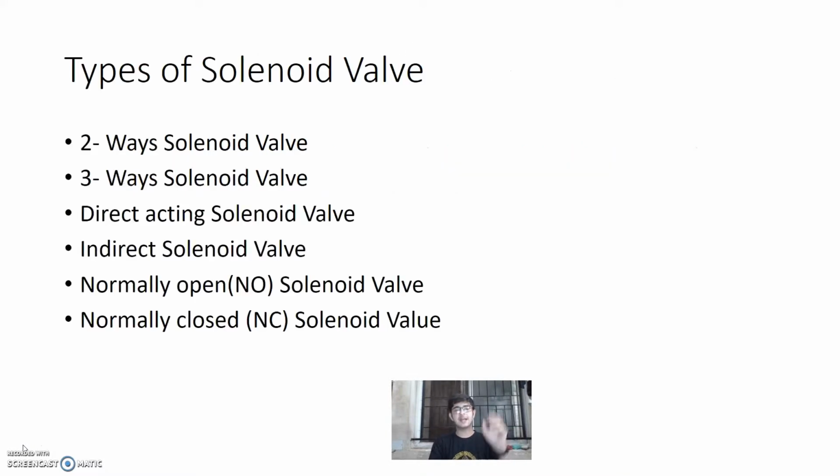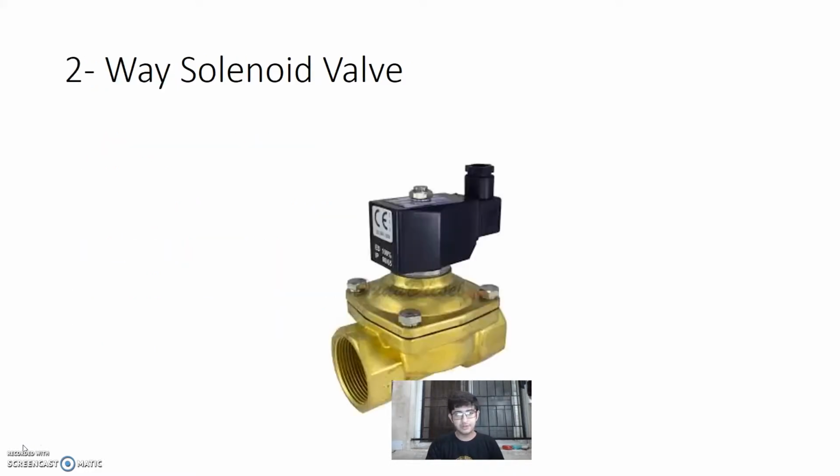Now there are many types of solenoid valves available. The first is a two-way solenoid valve, the second is a three-way solenoid valve. Then, in their operation, there are two different kinds of solenoid valve: one is direct acting solenoid valve, the other is indirect solenoid valve. The direct acting two-way solenoid valves are obtained in two configurations: first is normally open solenoid valve, second is normally closed solenoid valve.